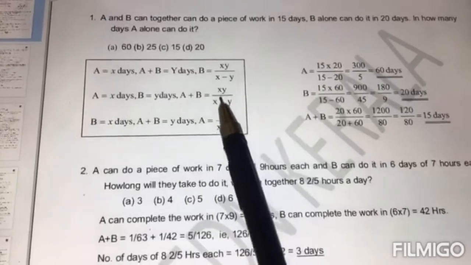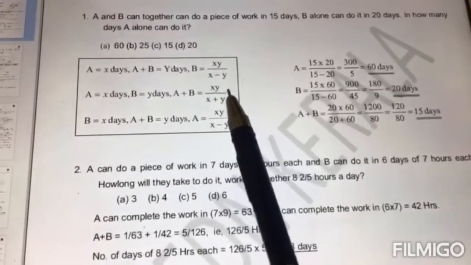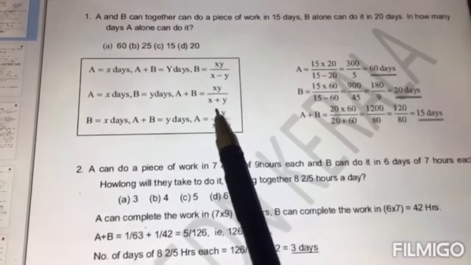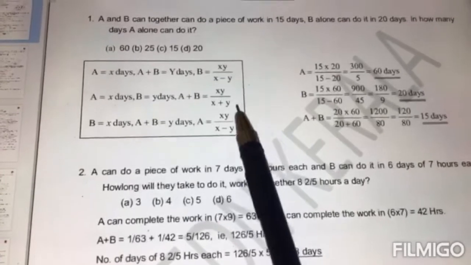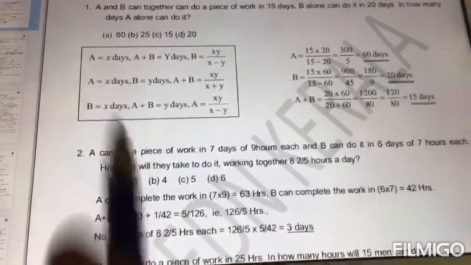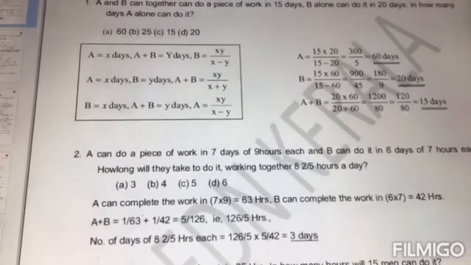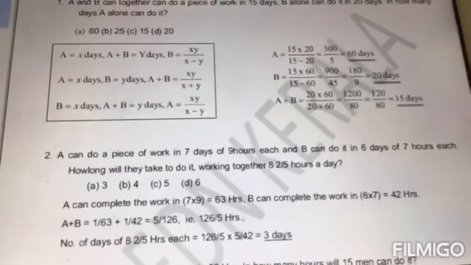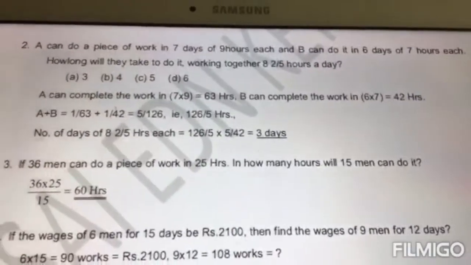That is, the number of days A alone can do the work into the number of days B alone can do the work, divided by the sum of the days that each person can do the work individually. You will have to memorize a formula, but as you see when we go through the other questions where we actually work it out, you can even do it by simply understanding. I'll show you how. Now, question number 2.